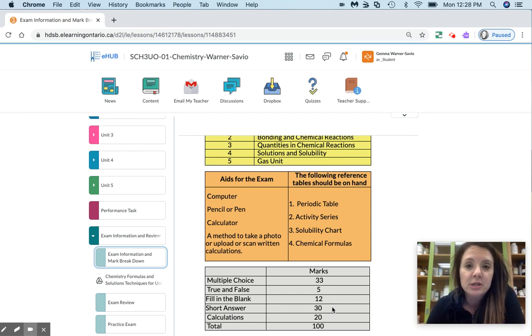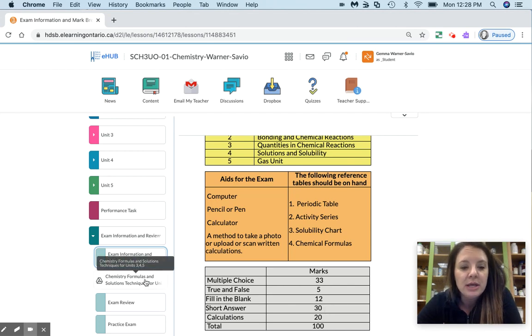In terms of the calculations, I want you to focus in on how to do percent composition, empirical formula, and molecular formula, as well as you're going to have a stoichiometric calculation. It's going to either be a mass problem or a limiting reactant problem, hint, hint. And you're also going to get a gas law question. It might be Boyle's law, it might be Charles' law, or it might be a combined gas law. So those are some hints for you moving forward.